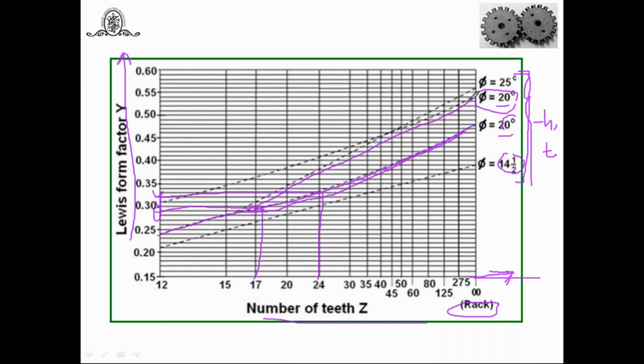And how to decide it? Z min is equal to 2 upon sine square phi, and you can calculate the theoretical value, that is 17 point something, it is 18. But in actual practice you can take this value near about 12 or 13, no problem. Likewise also, two lines are given for a full depth involute system here. Again for a 25-degree system, the values.